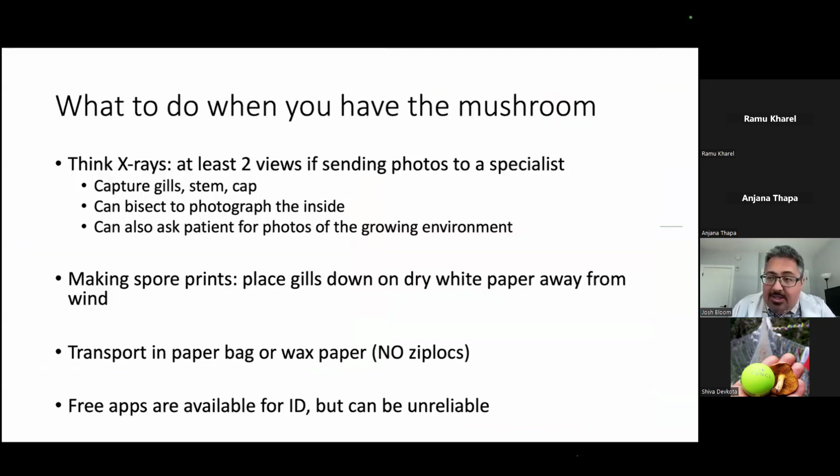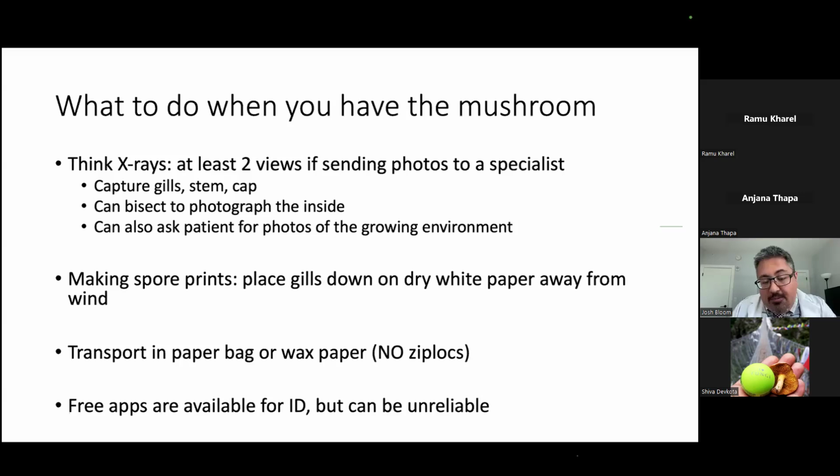When you have access to a mushroom, for example, if a patient saved one mushroom or still has like one or two mushrooms available from the group that they gathered, and you want to take photographs to send to a specialist, you want to think of this as X-rays. So you need at least 2 views, and you want to be able to capture the gills, the stem, and the cap. You can bisect the mushrooms, and you can also ask the patient for photos of their growing environment.